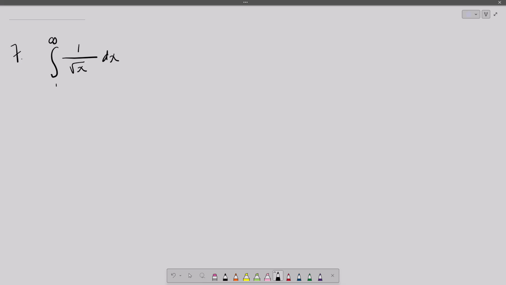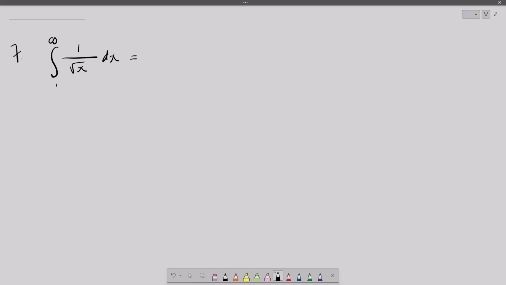Is that going to be finite or infinite? We should actually know ahead of time. I think I just mumbled, that would be a p series where p equals 1/2. So is it going to be finite or infinite? That would be infinite. Yeah. We will see that this is going to be infinite.